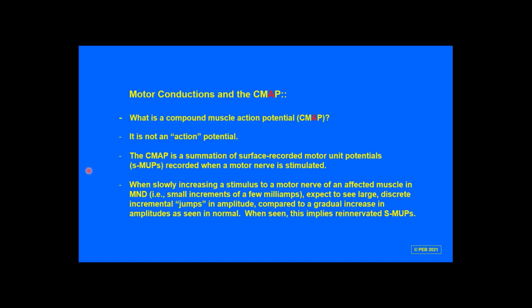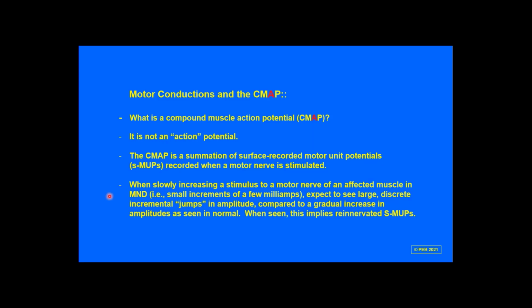The motor conductions and the CMAP. So what is the CMAP? It's really not an action potential, and I've had discussions about this with different colleagues. Some call it, maybe more appropriately, an M wave. We could at least call it a CMP. I'm going to call it a CMAP for our talk, but I'm going to keep the letter A in red as much as possible, and I already forgot to put a red one there to remind us that the action shouldn't be there. So it's a summation of the surface recorded motor unit potentials when a motor nerve is stimulated.